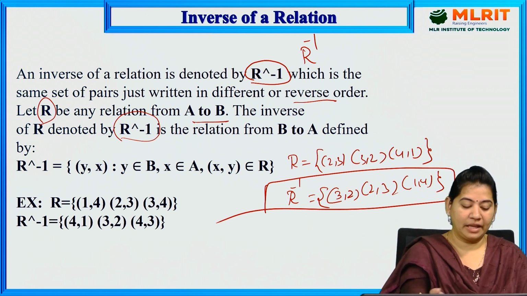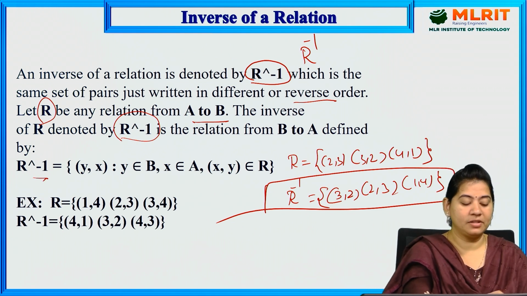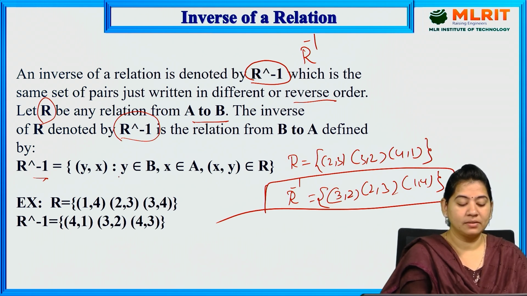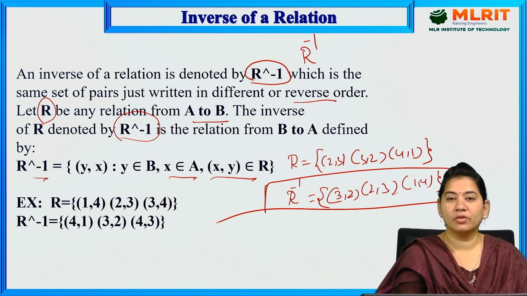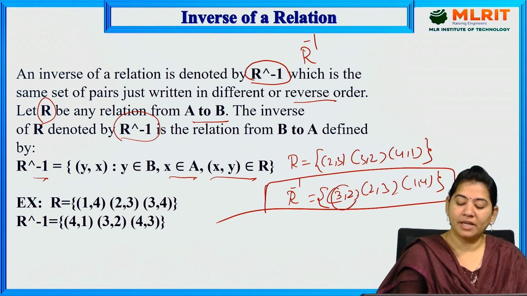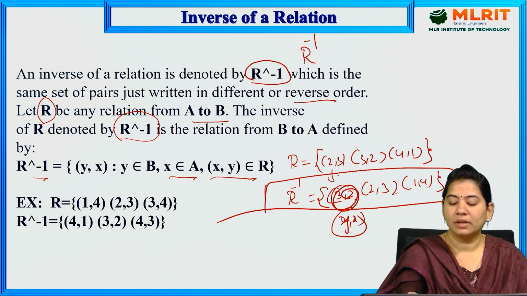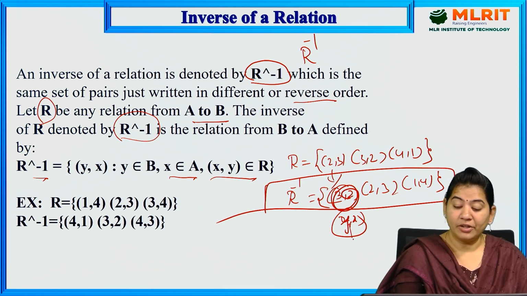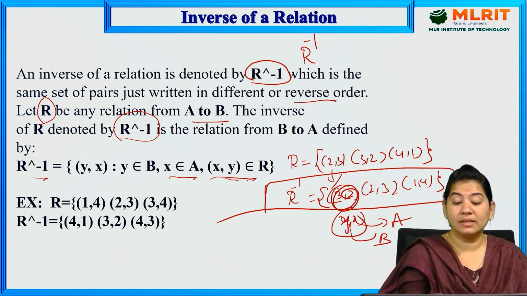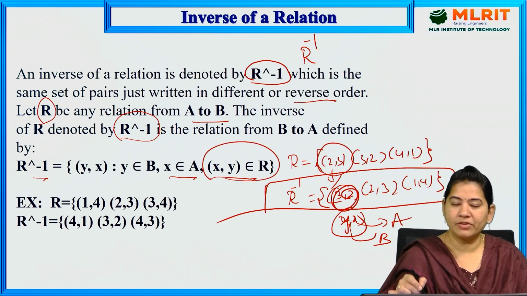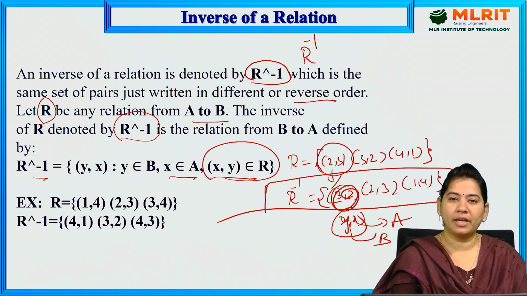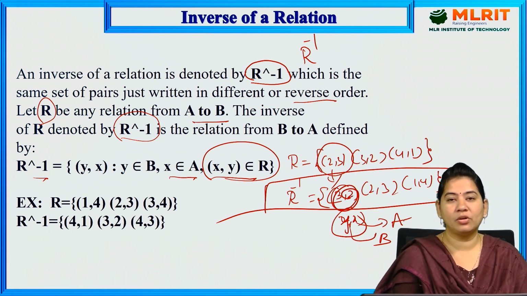So here we have an example. R inverse is equal to, this is the official, formal formula: the set of y comma x such that y belongs to B, x belongs to A, and x comma y belongs to R. Whichever ordered pair you are getting, y comma x you will get in place of x comma y, and that y should belong to capital B, x belongs to A. If x comma y itself belongs to R, then only you will get y comma x, where y belongs to set B and x belongs to set A.